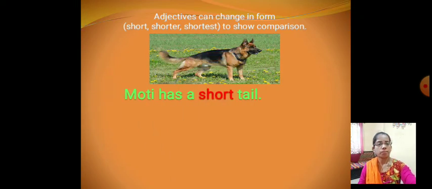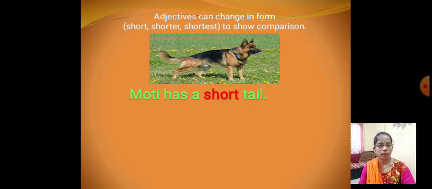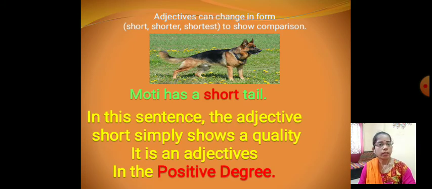For example, Moti has a short tail. Here, the adjective compares in a simple way. In this sentence, the adjective short simply shows a quality. It is an adjective in the positive degree. It means the adjective that is showing the simple quality is the positive degree.